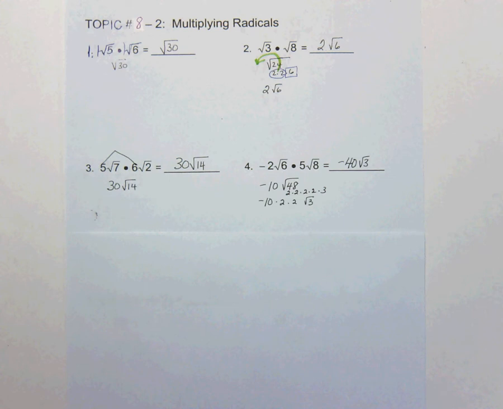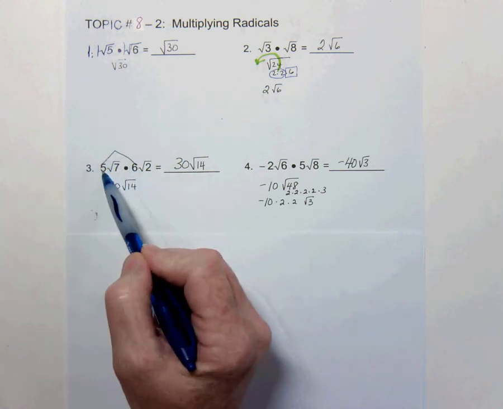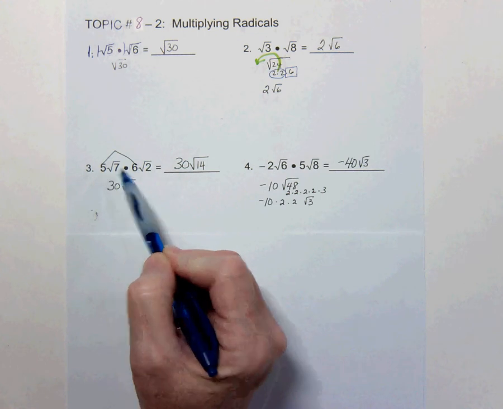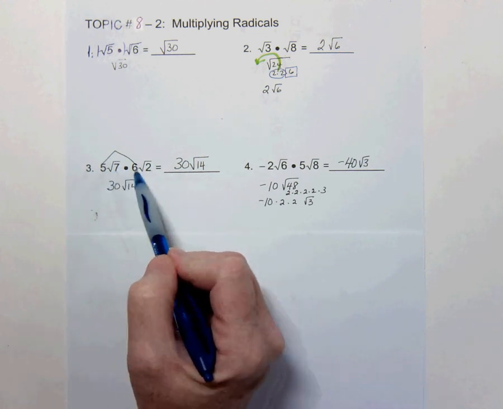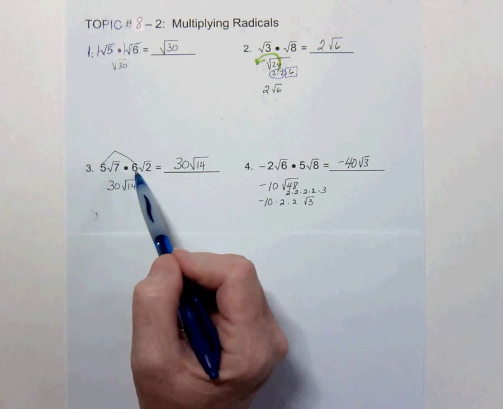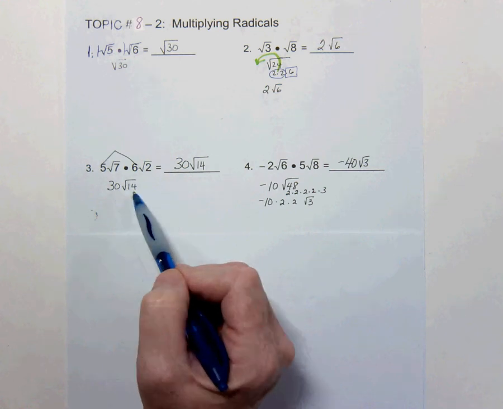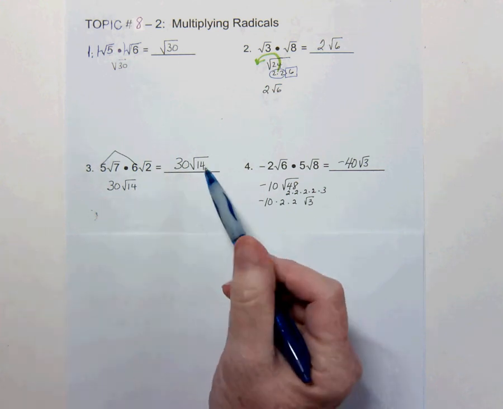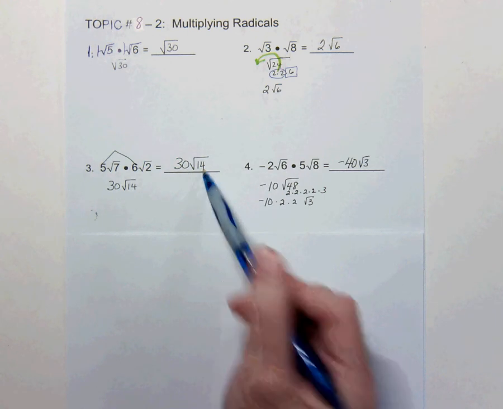Okay, look at number 3. I've shown this here just to show that you're multiplying your whole numbers, then you multiply your radicals. 5 times 6 is 30. 7 times 2 is 14. This actually is already simplified. 14 has no perfect squares, so you leave it.